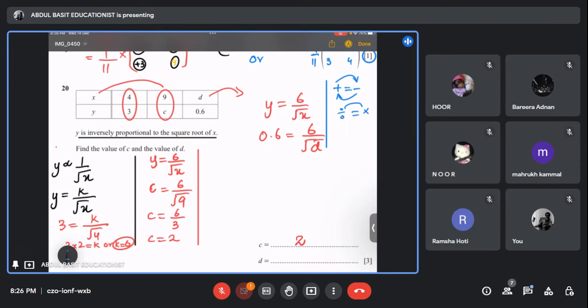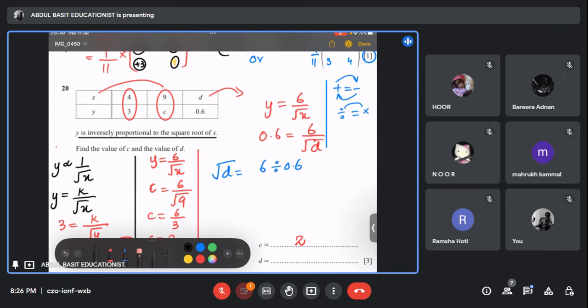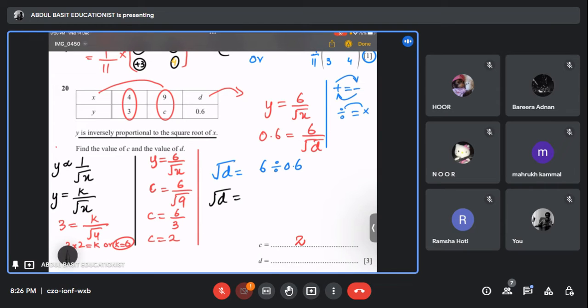We can see that square root d is in division here, so we'll replace them like that for the subject making. That's 6 divided by 0.6. Is this clear? Because it's decimal and I don't have any calculator allowed in this paper. So then square root d is equal to 6 divided by 6 by 10. Now square root d is equal to 6 times 10 by 6. Now 6 and 6 cancel. So square root d is equal to 10.